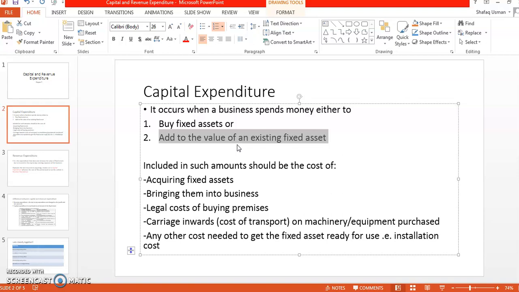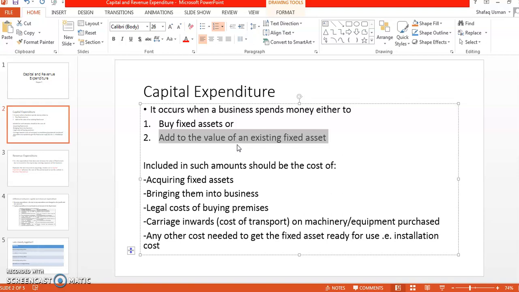What is a fixed asset? I hope you all remember: the things we own, the things we control, and the things we can sell for money later. For example, your premises, your equipment, your vehicles, motor cars, etc.